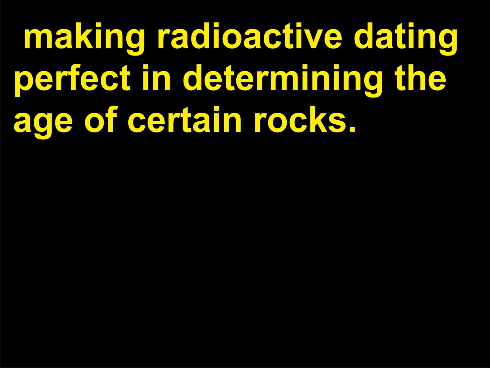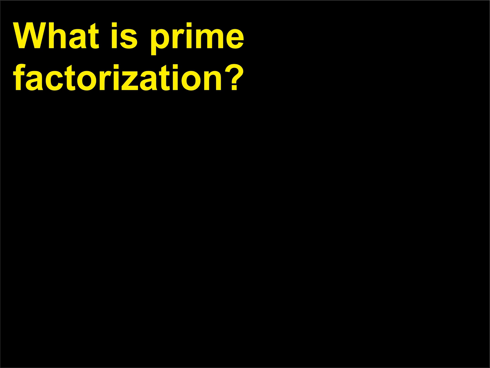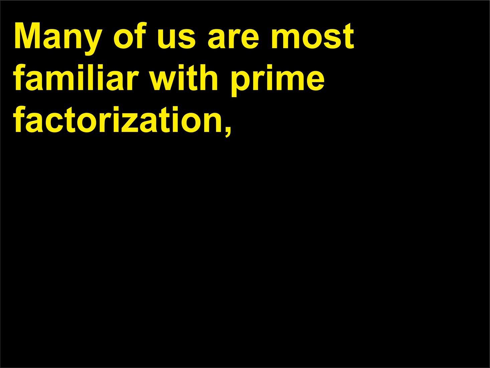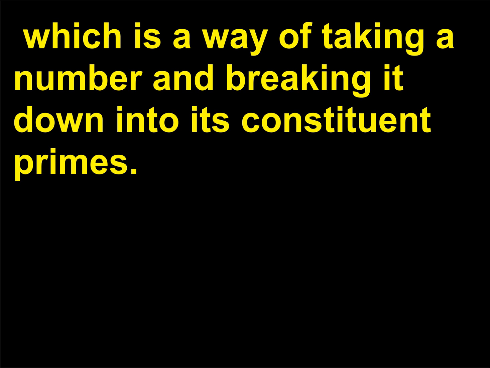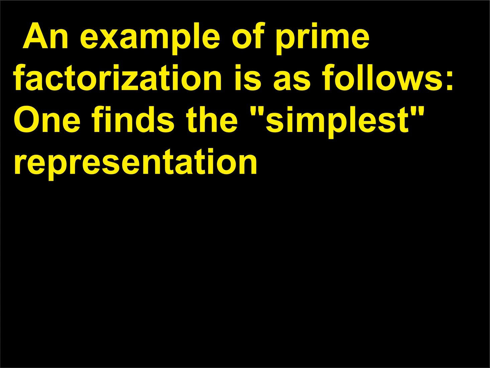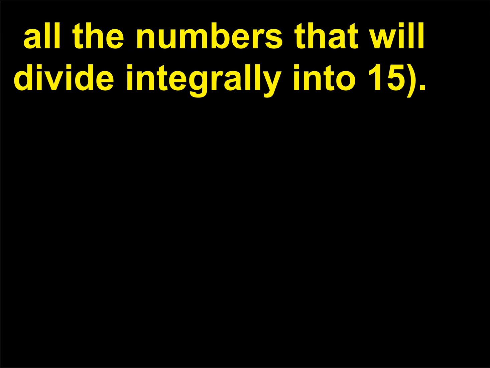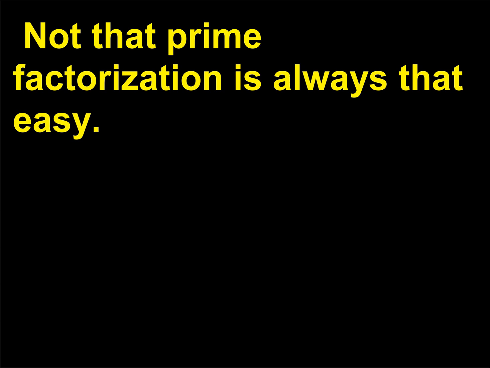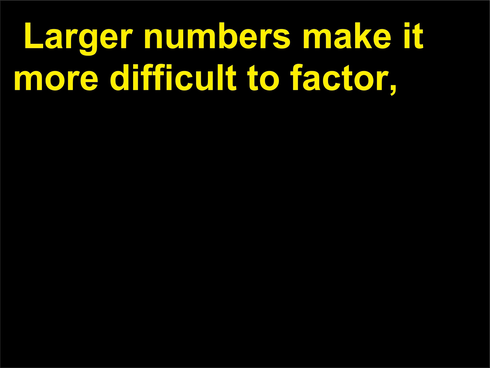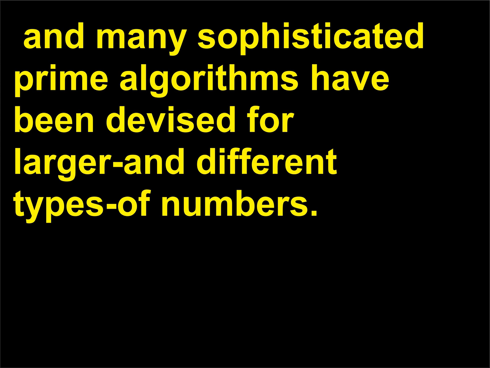What is prime factorization? Many of us are most familiar with prime factorization, which is a way of taking a number and breaking it down into its constituent primes. An example of prime factorization is as follows. One finds the simplest representation of the given quantity in terms of smaller parts. In the case of 15, the factors would be 1, 3, 5, and 15, essentially all the numbers that will divide integrally into 15. Not that prime factorization is always that easy. Larger numbers make it more difficult to factor, and many sophisticated prime algorithms have been devised for larger and different types of numbers.